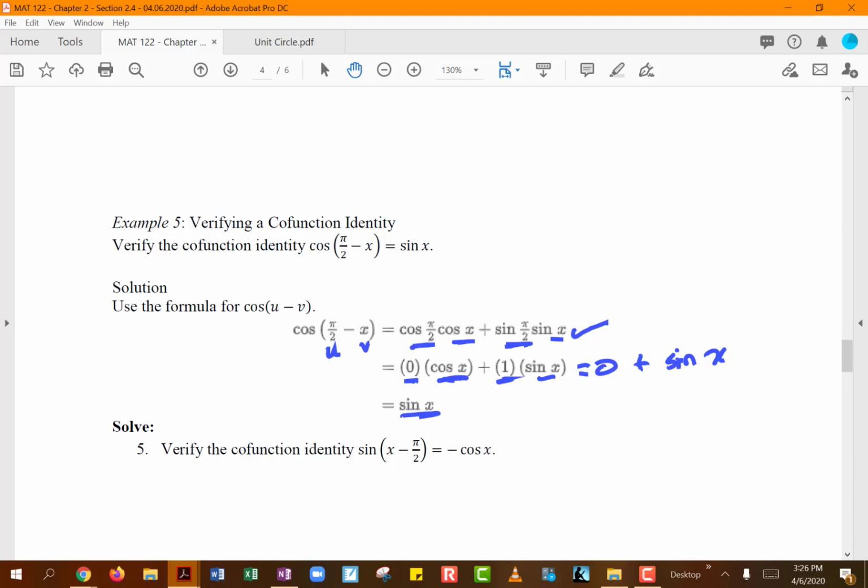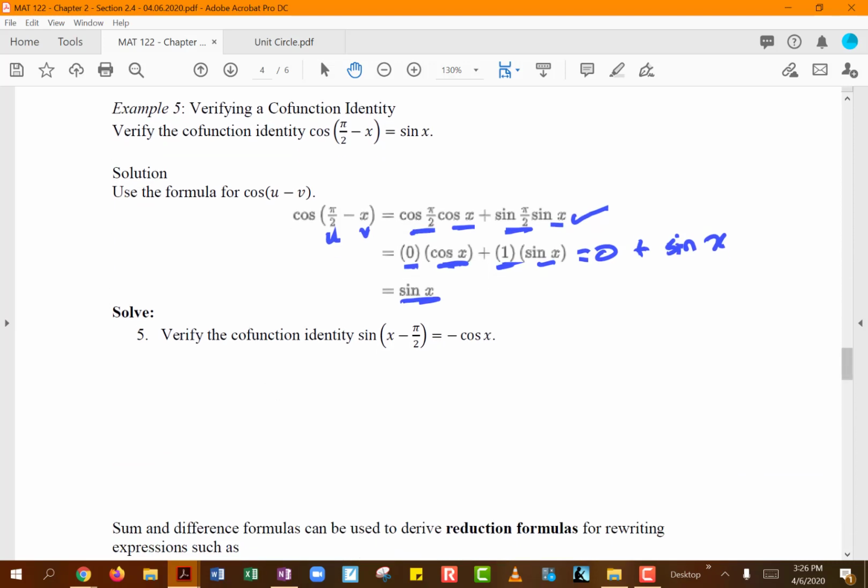So that's again pretty straightforward how you can see that verification happens. So problem number 5, we have about a similar kind of thing. We are given sine of x minus pi half. That's the cofunction we are given, and we have to verify that it's going to equal negative cosine of x. Okay, if we're talking about verify, then we don't know these guys are equal till you can show that they are equal.